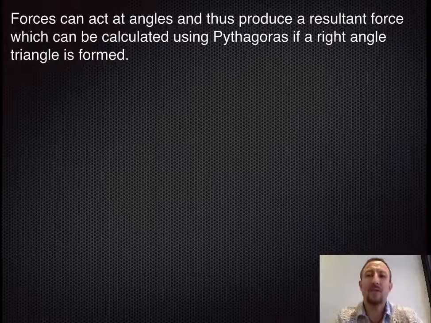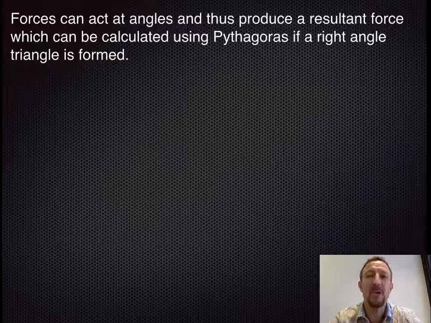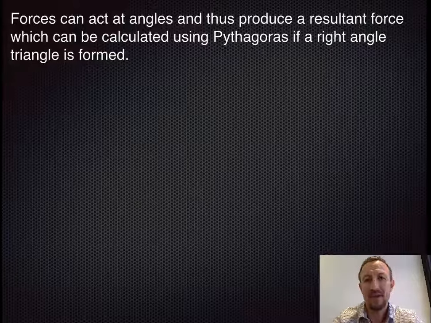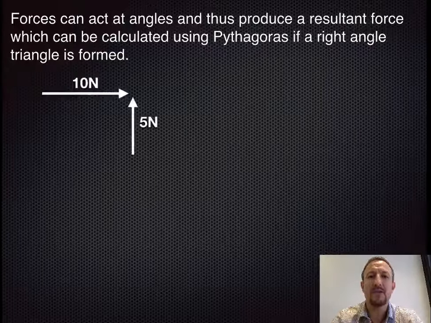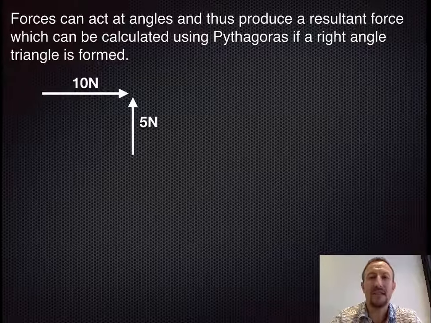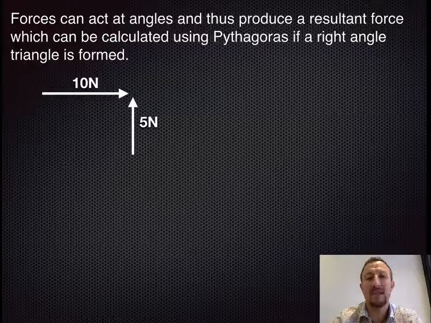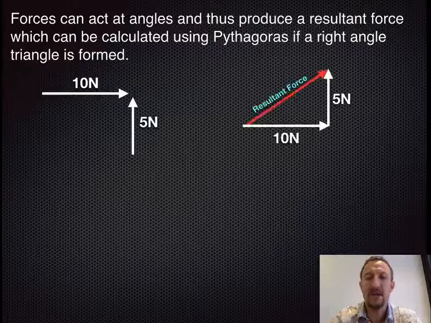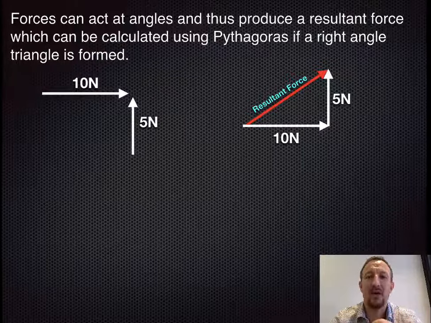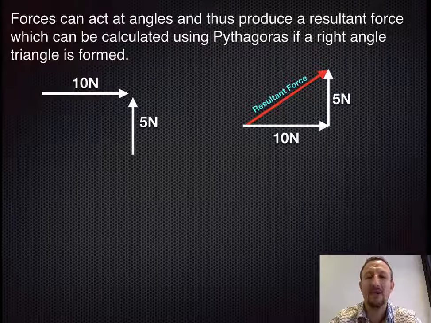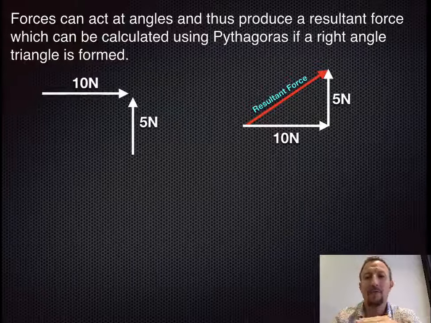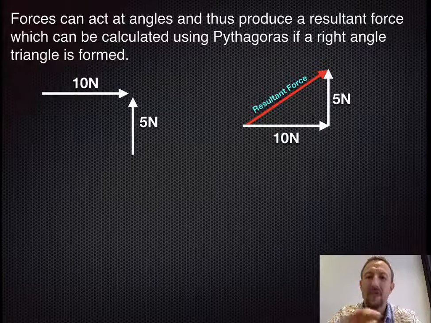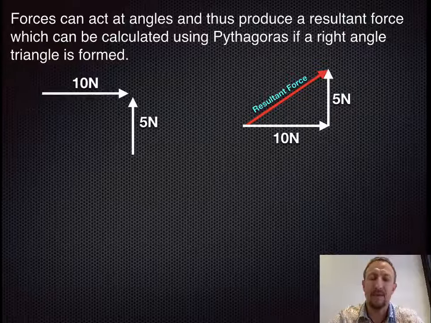And in this case, we try and work together so that we can produce a right-angled triangle, which then allows us to work on the idea of using Pythagoras and trigonometry. So look at these two vectors. I've got 10 Newtons acting to the right, and I've got 5 Newtons acting straight up. Now basically, if I apply these two forces onto an object, it's as though I'm producing a vector triangle. And you can see here that vector triangle, 10 Newtons to the right and 5 Newtons up, is the same as applying a resultant force in red at an angle of a specific size.